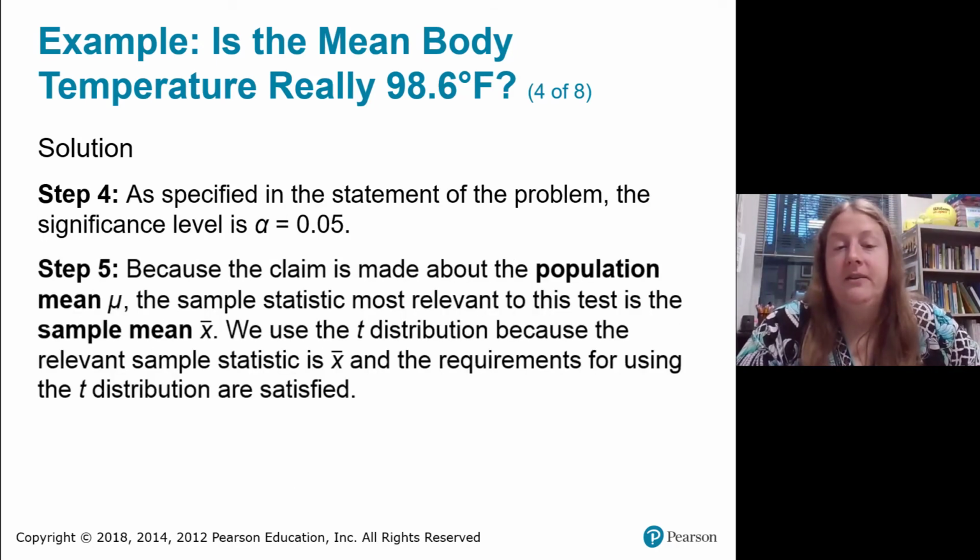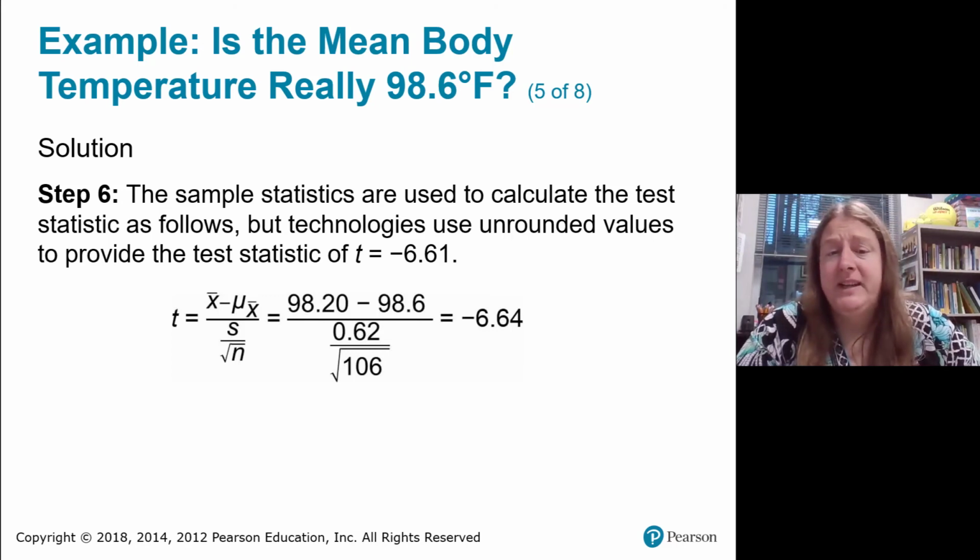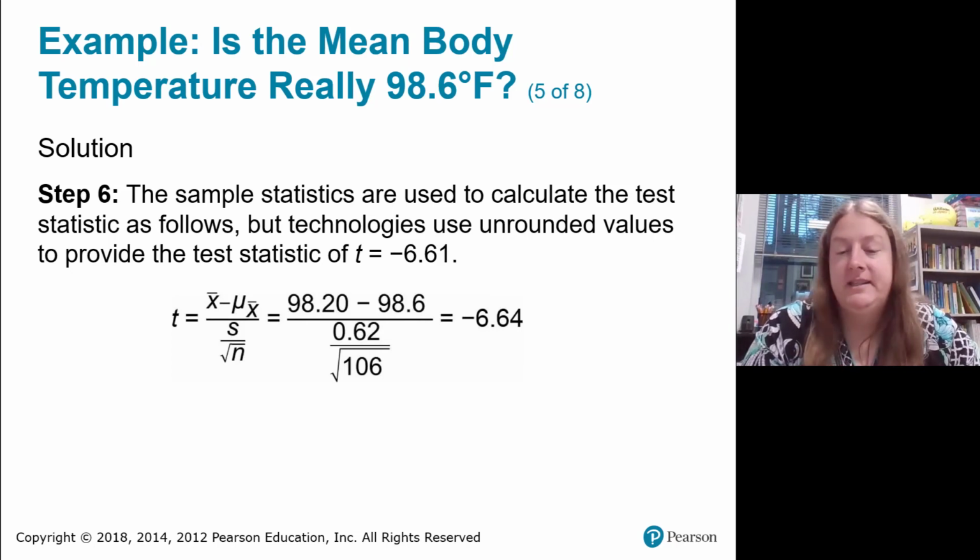So step 4, they gave us that the significance level is 0.05. And again, the population mean is what we're looking for, so our sample statistic is going to be our sample mean, and we don't know our population standard deviation, so we'll be using a t-distribution. So we calculate our t-statistic. We plug in our two means, our sample standard deviation, and our sample size, and we get a test statistic of negative 6.64. There's a little bit of a typo on that, but not a big deal.